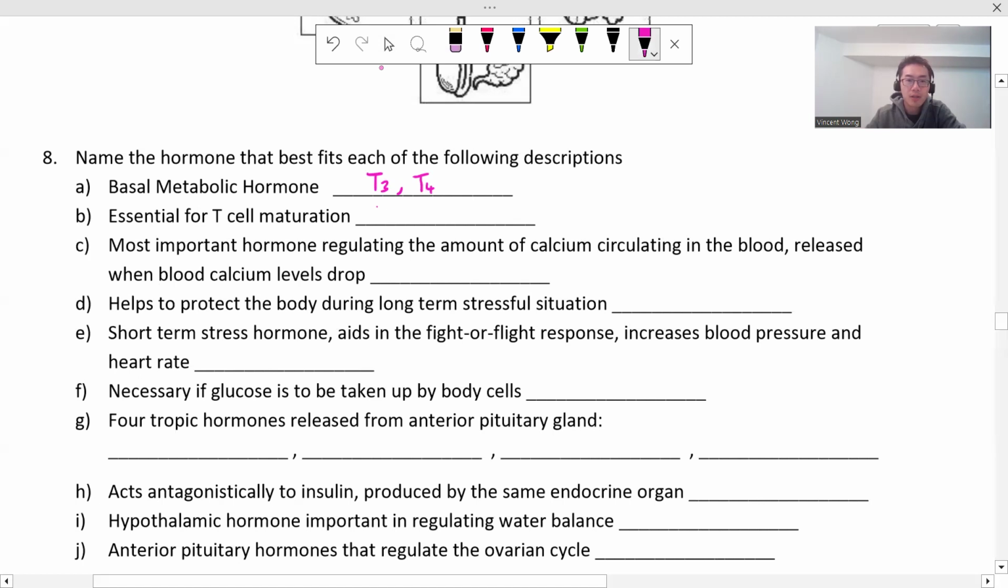Essential for T cell maturation. This one is thymosin, which is released from the thymus.